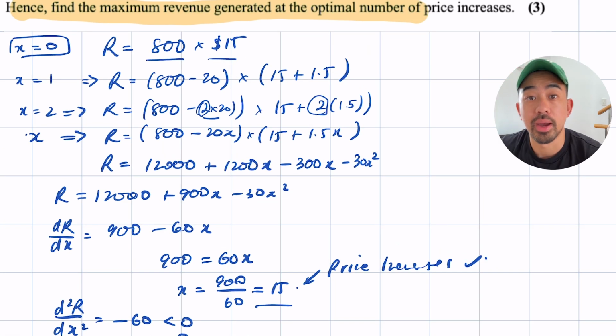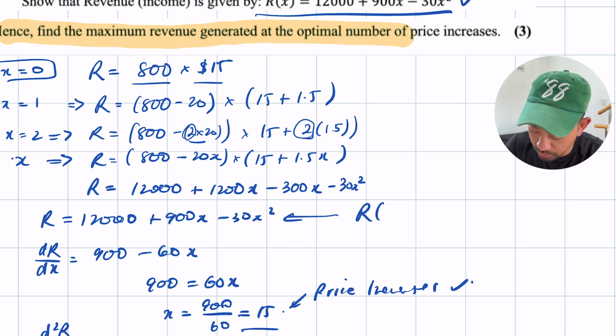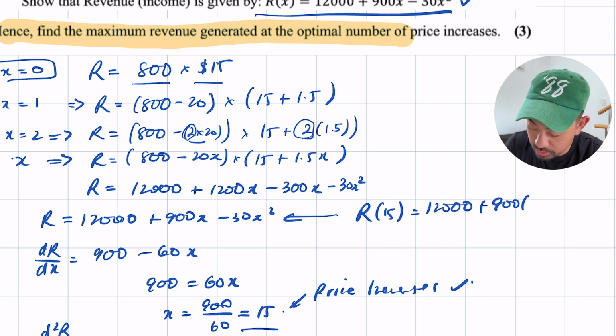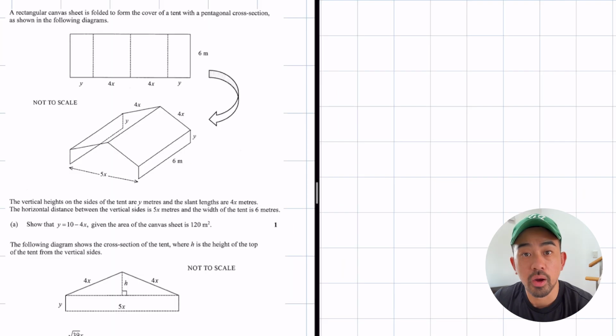So to find the maximum revenue, we just got to sub it back into our equation here. So when x is equal to 15, it's 12,000 plus 900 times 15 minus 30 times 15 squared. So that's 18,750.